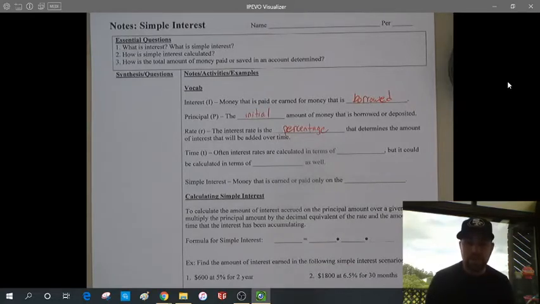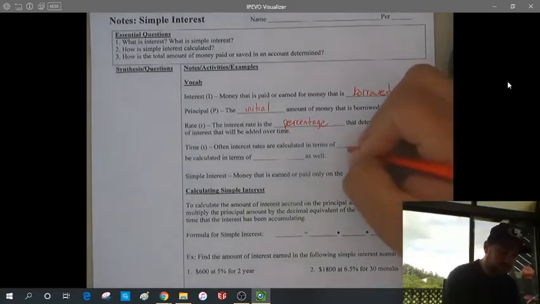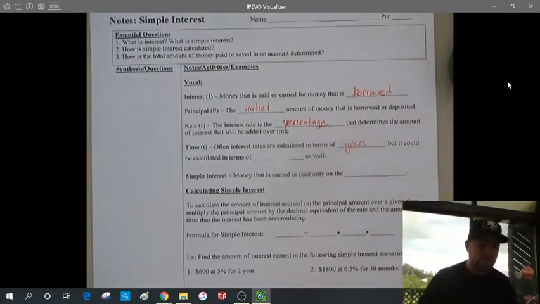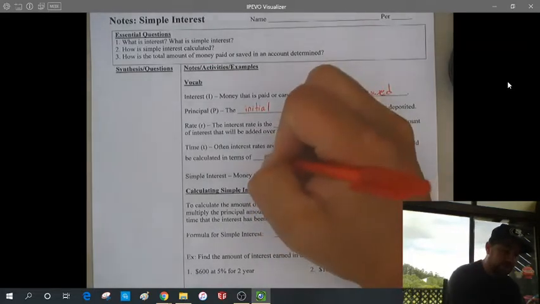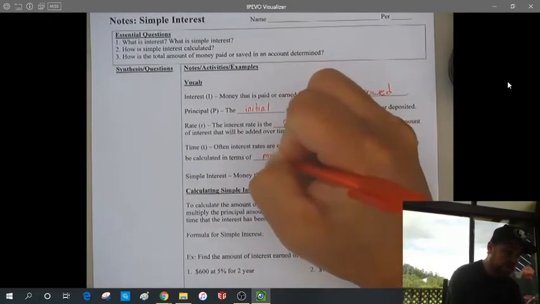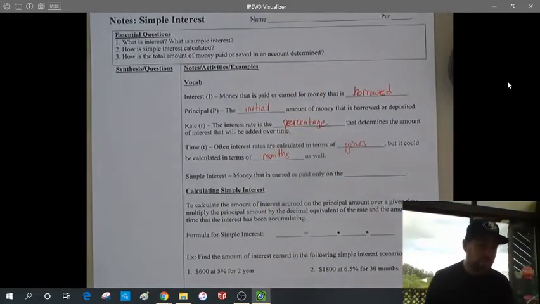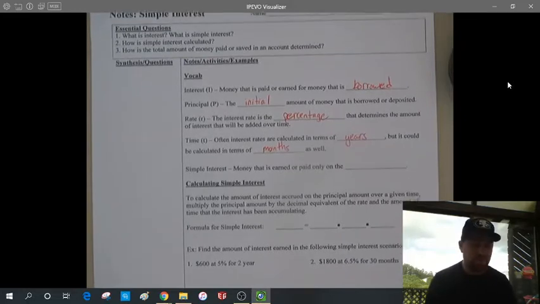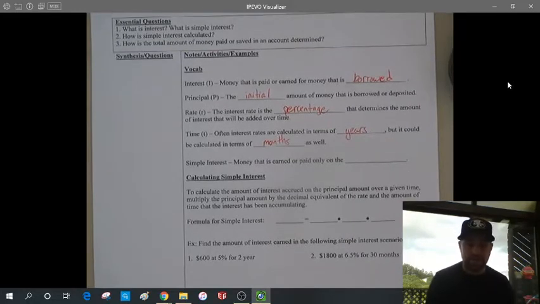Time, lowercase t. Often interest rates are calculated in terms of years, and typically anytime you encounter an interest rate from a bank or for a loan, they're always displaying it as an annual percentage rate, or APR, and it's usually over years that they're showing it. But it's possible that it could be calculated in terms of months as well, so you do need to pay attention to whether it's being shown in years or months. If it's not specified, typically the assumption is that it's years that the interest rate is being calculated over.